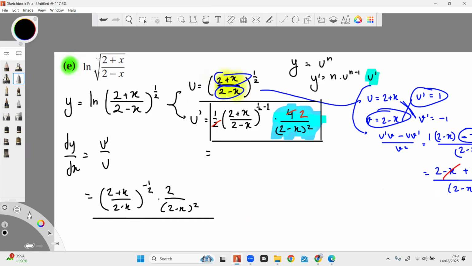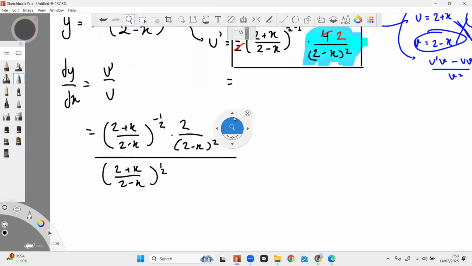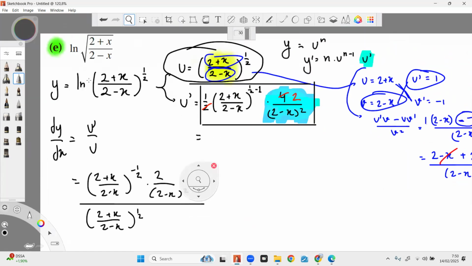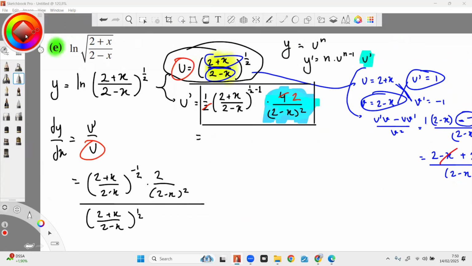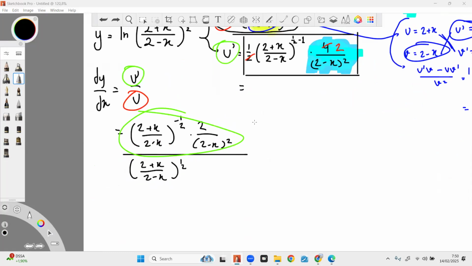What is u? This. (2 plus x) over (2 minus x) to the power of half. Can we go further, guys? Yes, we can. Here, I will remind you one more time. This and this, right? And then this with this. What can you do next? Look, you need to pay attention in this part.